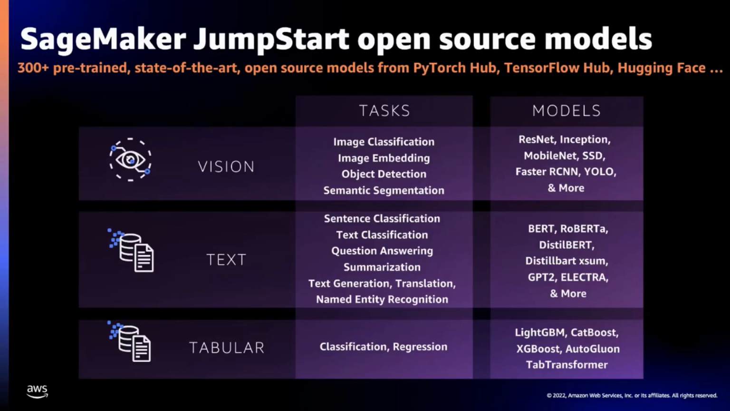And TabTransformer is a model that came directly out of research from Amazon, and it's the popular transformer model, in a nutshell, applied to classification and regression tasks with tabular data. So you might want to take a look at both of them. They're very performant and both available on JumpStart as well. So easy to train, easy to deploy.